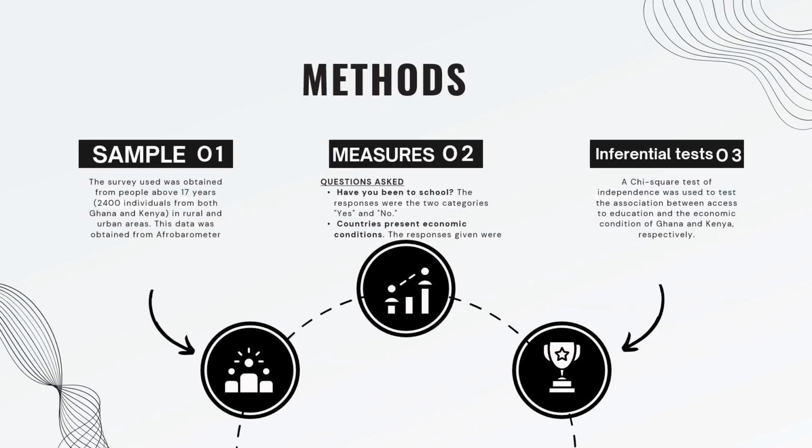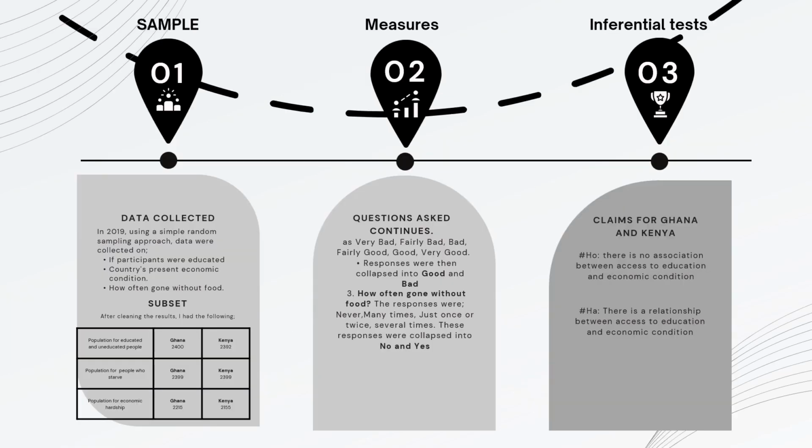In inferential testing, I decided to use a chi-square test of independence because I was dealing with two categorical variables, which required this testing method. For the inferential test, I came up with a null hypothesis that there is no association between access to education and economic condition, and an alternative hypothesis that there is a relationship between access to education and economic condition.